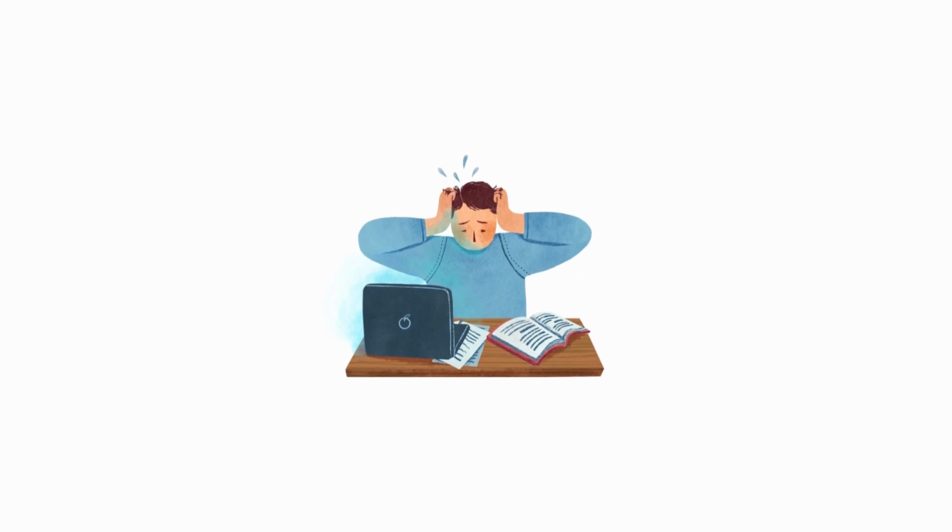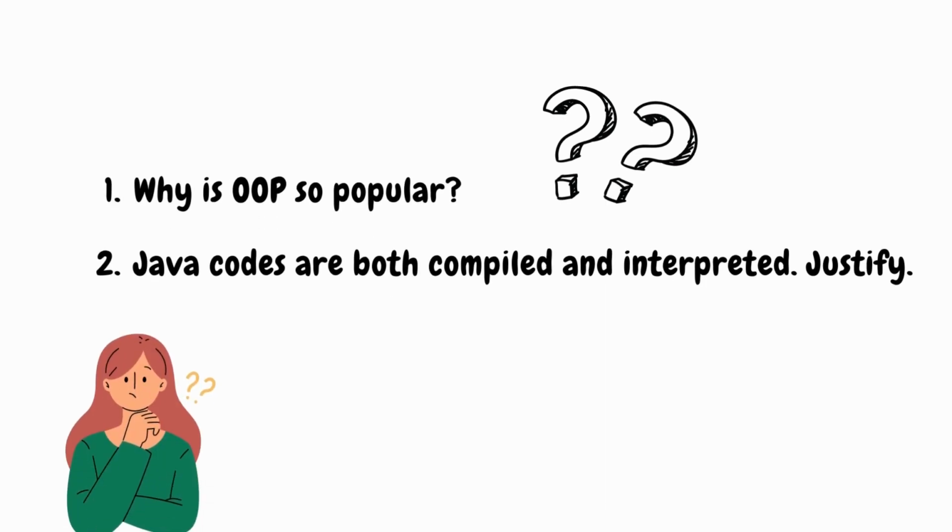I think that is enough for a day, and we can conclude with these keynotes. So first is, why is object-oriented programming language so popular? And point number 2 is, Java codes are both compiled and interpreted. Justify.